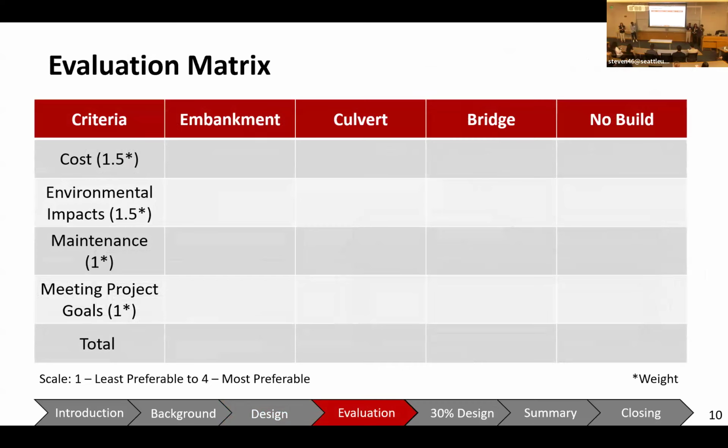So to decide our recommended alternative, we developed an evaluation matrix with the top row being our 3 alternatives, as well as a no-build option. This allows us to evaluate the improvements of our design against the current conditions. In the left column, we have our 4 criteria with the corresponding weights for each criteria. And as you can see, the cost and environmental impacts will weigh more than maintenance and meeting project goals. We decided to rank the alternatives relative to each other, with 1 being the least preferred and 4 being the most preferred. One of the main reasons for this is most of our criteria is qualitative, and so we wanted to have a uniform way to evaluate each alternative.